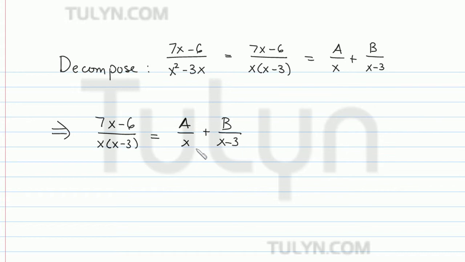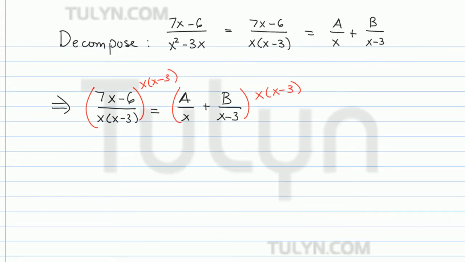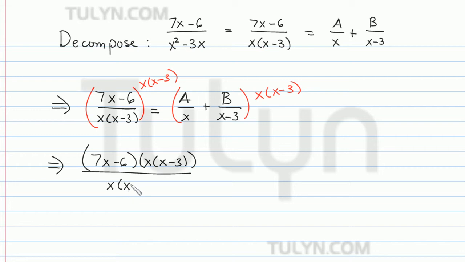So now I want to multiply both sides of the equation by x times x minus 3, by the LCD, in other words. I'm just going to multiply this in, and then I'll worry about reducing in the next step. So we get 7x minus 6 times x minus 3 over x times x minus 3. On the left side we get a over x times x minus 3, and then b over x minus 3 times the LCD.